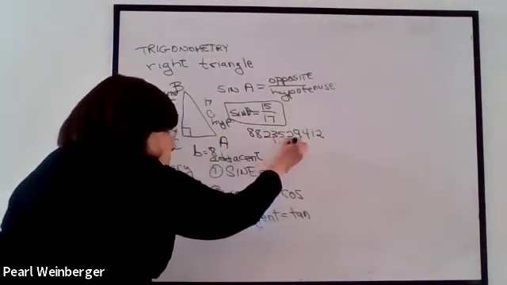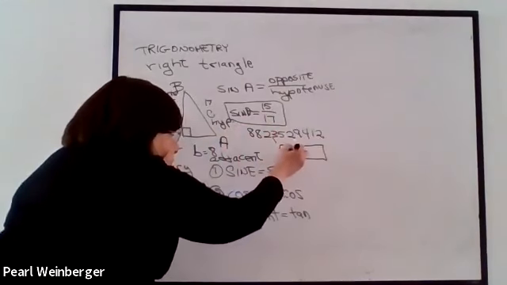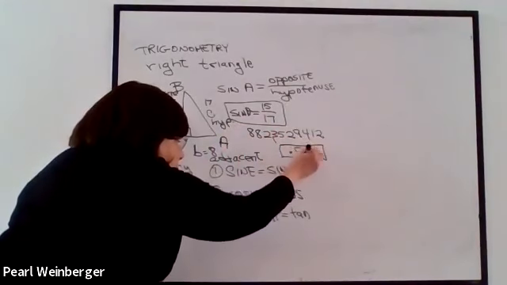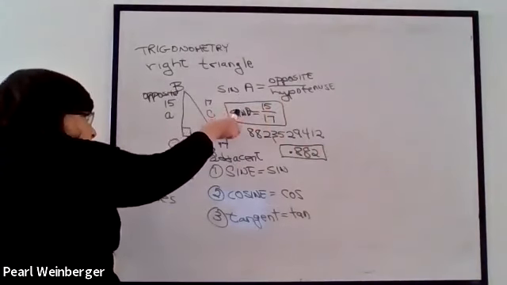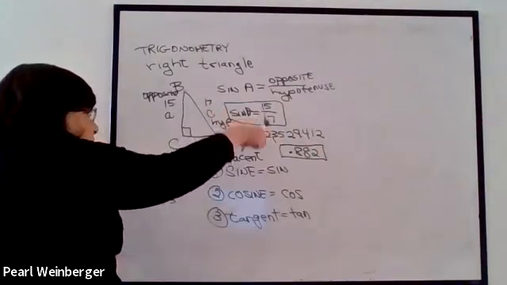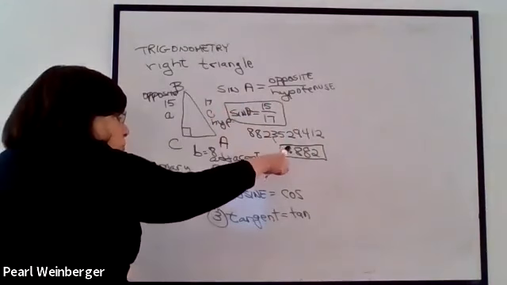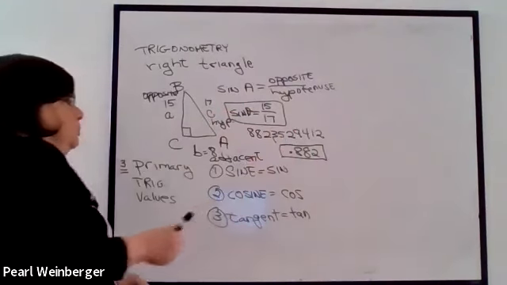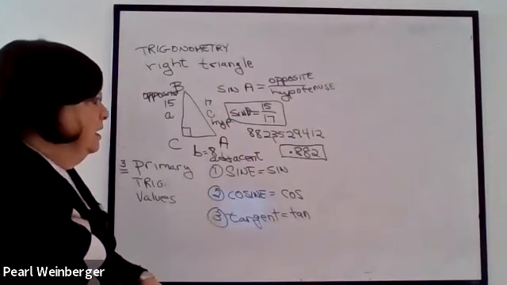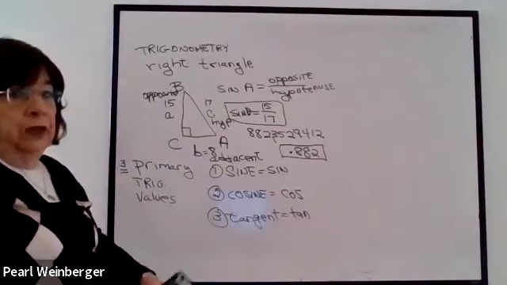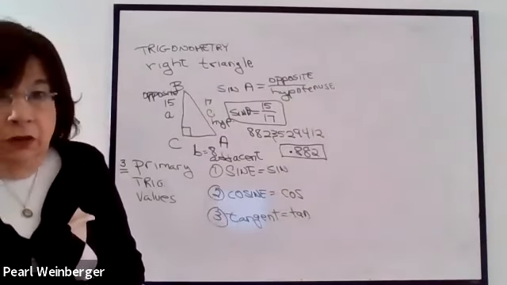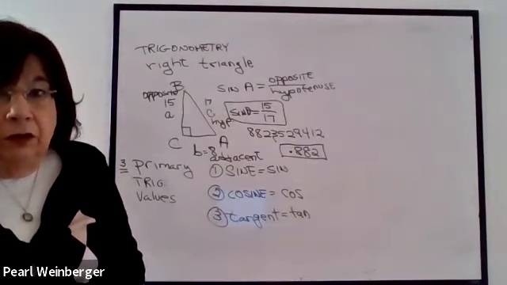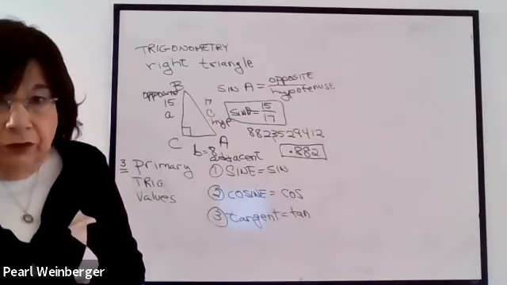So in decimal form, that would have been 0.882. Exact as a fraction, 15/17. Rounded off to 3 decimal places, the answer was 0.882. That is the first of our 3 primary trigonometric values.